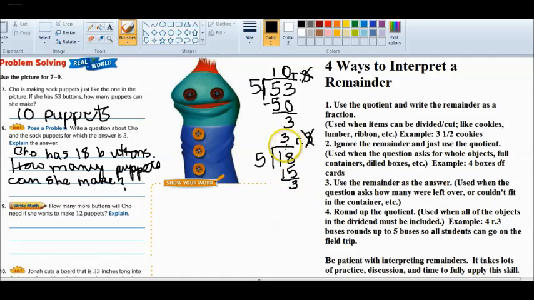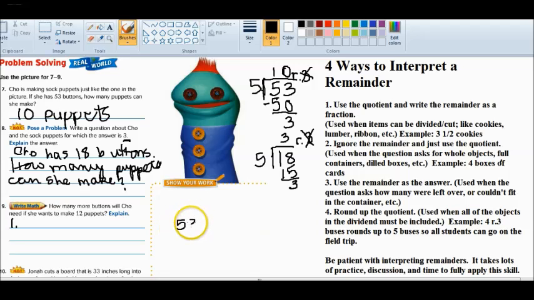All right, so that's just the one I did. I want you to try to make up your own question about these puppets that would have an answer of 3 with your partner. Now down here it says, how many more buttons will Cho need if she wants to make 12 puppets? Question number 1 is that we know she has 53 buttons. All right, she has 53.